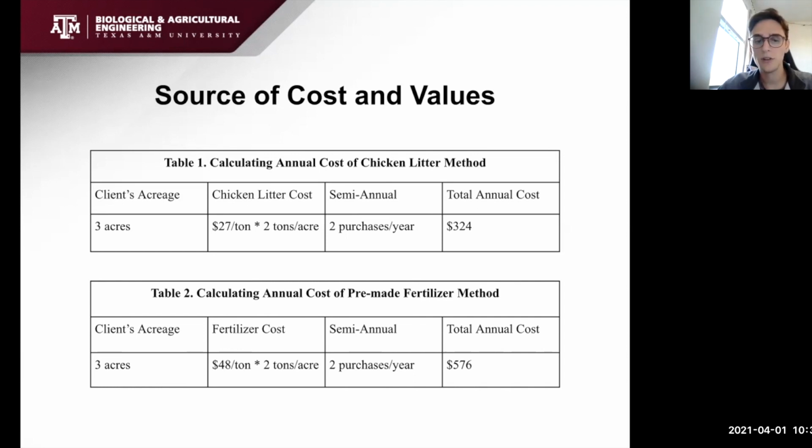Then this goes into table 2, and this is examining the pre-made fertilizer method. So if our client is buying fertilizer from someone else, which is what they are currently doing, these same variables take place, the 3 acres. At this moment, it costs him $48 per ton, at 2 tons per acre. And once again, a semi-annual purchase, which would then cost him $576 per year.